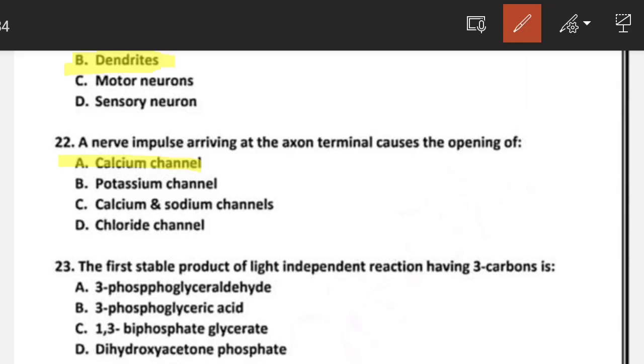Question number 23: The first stable product of light independent reaction having 3 carbon is? Option A is the 3-phosphoglyceraldehyde, option B is the 3-phosphoglyceric acid, option C is the 1,3-biphosphoglycerate, and option D is the dihydroxyacetone phosphate. So the first stable 3 carbon product that is formed is 3-phosphoglyceric acid or 3-phosphoglycerate.